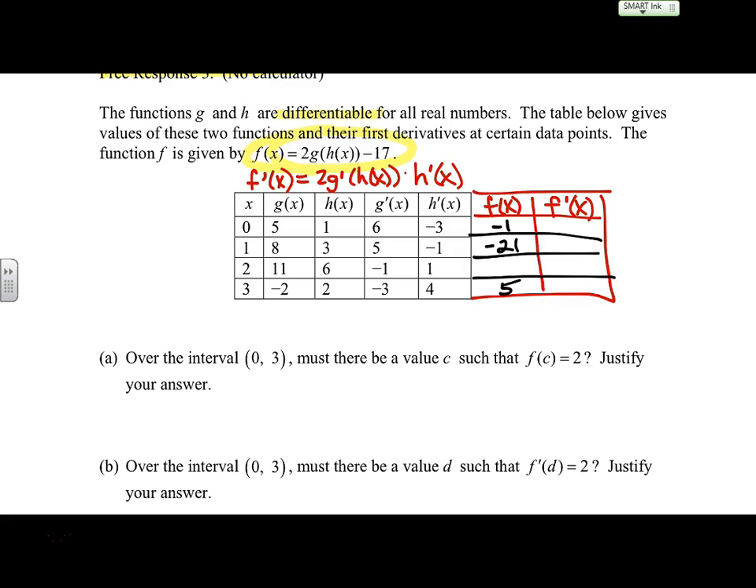So long story short, we can say since f of 1 is equal to negative 21 and f of 3 is equal to 5, and f is continuous. Sorry, not f prime. Struggle. It's a Monday.